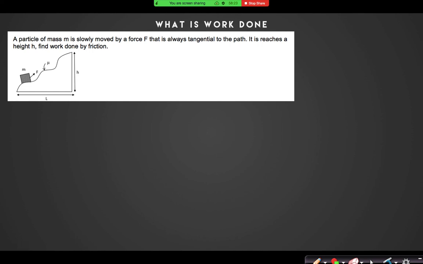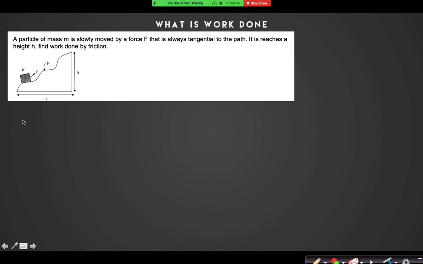Now look, a particle of mass m is slowly moved by a force F that is always tangential to its path. It reaches a height h. What is the work done by friction force? Can I find that? Yes. Coefficient of friction is mu given, mass of the particle is m given, and the length and height of the path are given. But the path is any arbitrary path where the particle is slowly dragged. Calculate the work done by friction force.